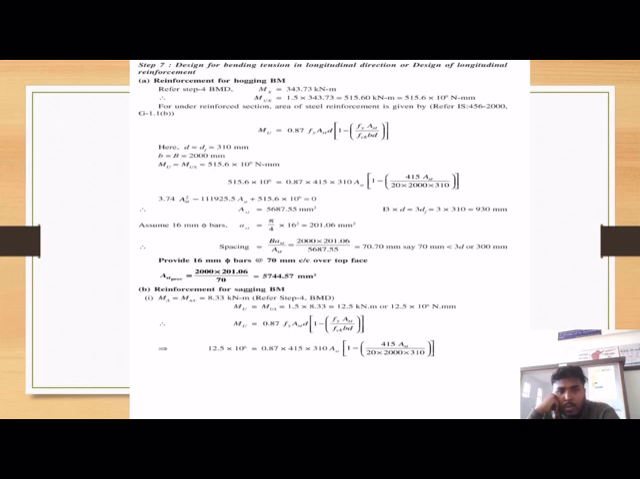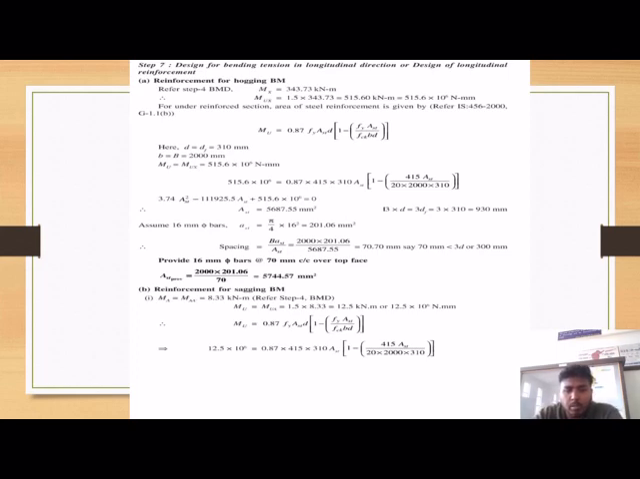Step 3. Design for bending tension in longitudinal direction, or design for longitudinal reinforcement. Reinforcement for hogging BM. Step 4. D is equal to Df is equal to 310. Mu is equal to Mux of 515.6 into 10 to the power 6 Newton mm. Ast is equal to pi by 4 into 16 squared, 201.06 mm².